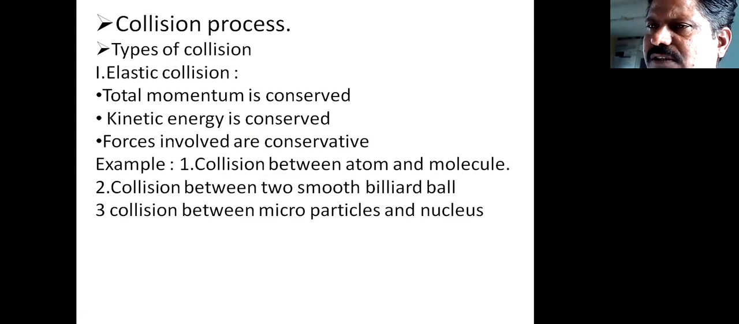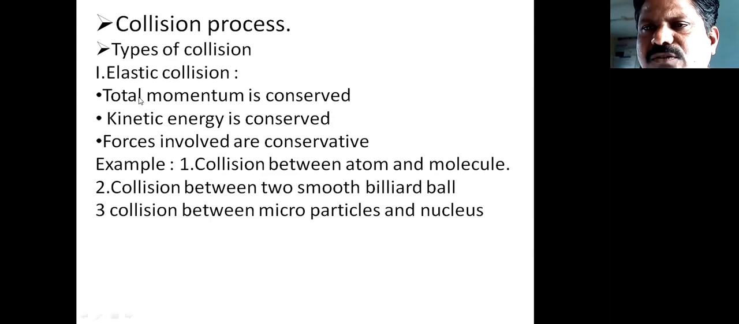Suppose M1 and M2 are the masses of two particles, which have initial velocities U1 and U2, and V1 and V2 are the final velocities of those two particles. So according to the statement, 1 by 2 M1 U1 squared plus 1 by 2 M2 U2 squared is equal to 1 by 2 M1 V1 squared plus 1 by 2 M2 V2 squared.